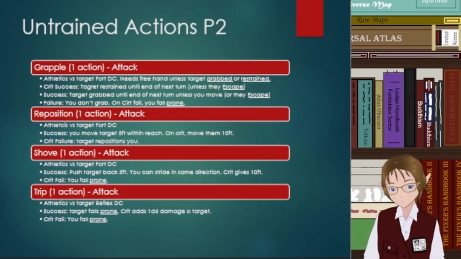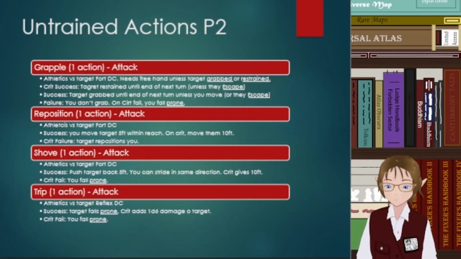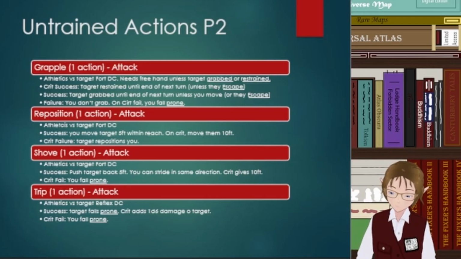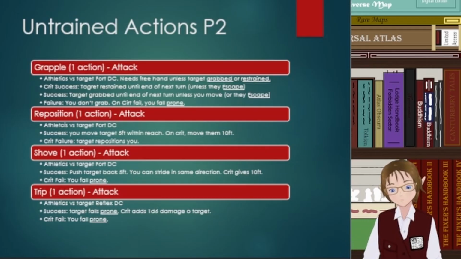Reposition is also an athletics versus fortitude DC. On a success, you can move the target 5 feet within your reach. On a critical success, you can move them 10 feet. So what this means is if you're on a square grid, you're standing in the middle of the 9 squares you can affect, then you can move them 1 square over into any of those squares.